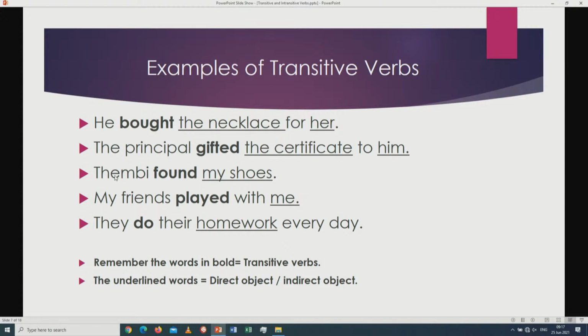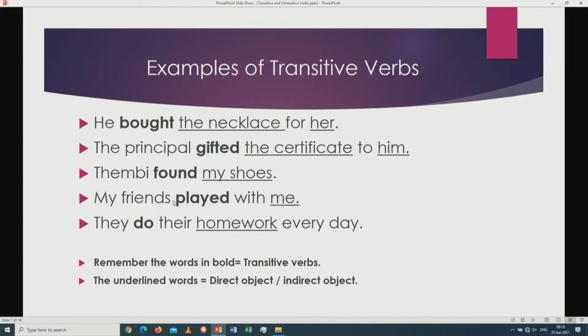The next one, Tembi found my shoes. Who? Tembi. Tembi is the doer or the subject. What did Tembi do? She found becomes your verb. What did she find? My shoes is your object. So subject, transitive verb because it carries the action over onto an object. This is your direct object.